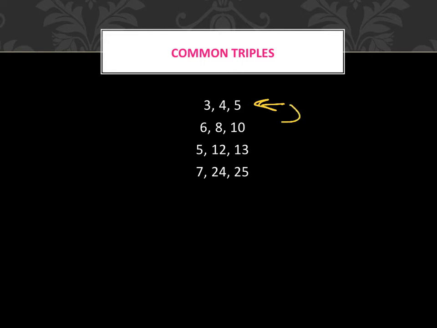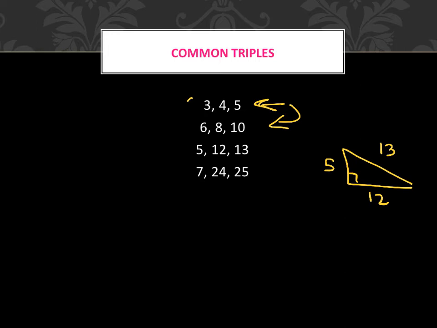I think it appeared quite often in our review. You might see it a lot on PSATs or SATs. Notice to get to this next triple, all they did was take the three numbers and multiply them by 2. So you can scale them up by multiplying them all by the same number. Another common triple is a 5, 12, 13. Notice the 5 is a leg, the 12 is a leg, and the 13 would be the hypotenuse.